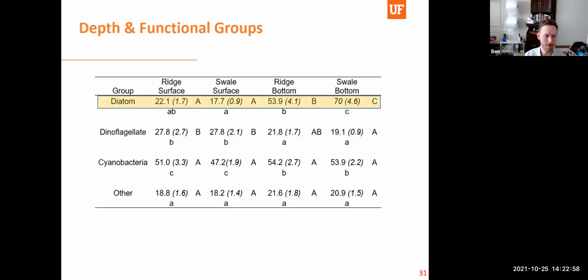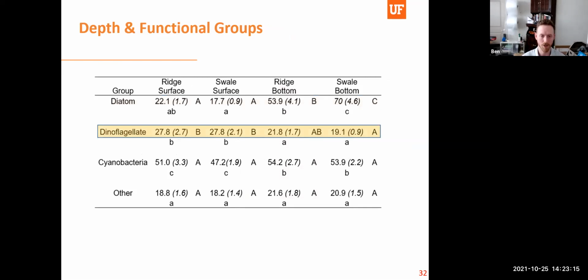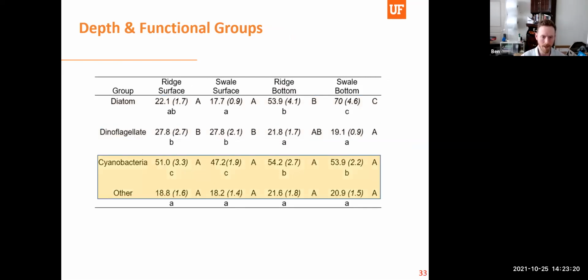And now looking at depths rather than seasons. Diatoms had a strong preference for the near-bottom samples, both for ridge and swale sites. The swale sites had the highest biomass. Dinoflagellates showed a preference for surface, and cyanobacteria and the other flagellates group showed no preference based on the surface or bottom water.